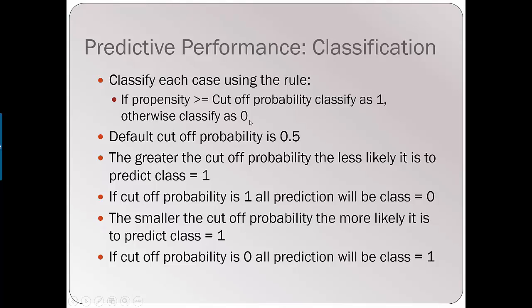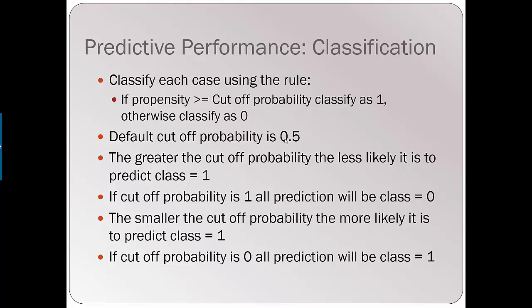Okay, so this slide describes what I just discussed. If propensity is greater than or equal to cutoff probability, classify as 1, otherwise 0. The default cutoff probability is 0.5. Now here, one thing that we need to notice is the greater the value of the cutoff probability, the less likely it is that we predict class equal to 1.